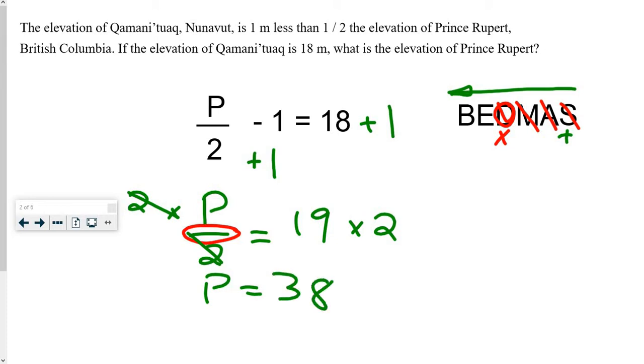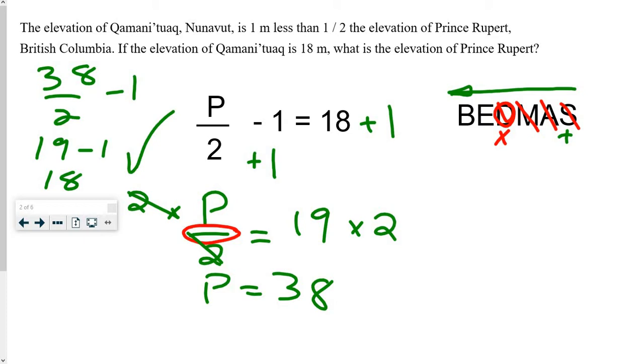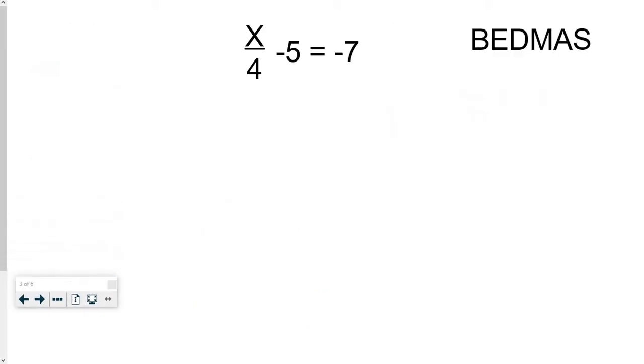If we go back and figure this out, P is 38 divided by 2 minus 1. So 38 divided by 2 is 19, minus 1. That's 18, which equals 18. So we are correct. Next question.